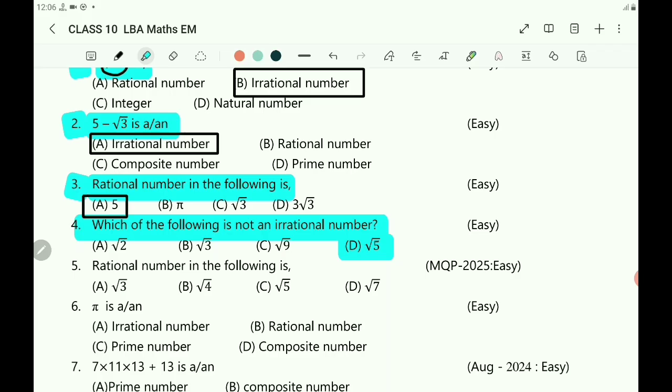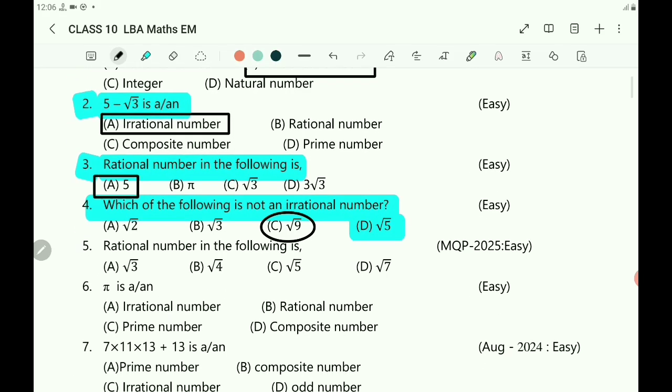Here the question is not an irrational, means we have to find out rational, and root 9 is rational because what is the value of root 9? That is 3, which is rational. So what is the answer? The answer is option C, root 9 is rational, means it is not irrational. Then you take the next question.